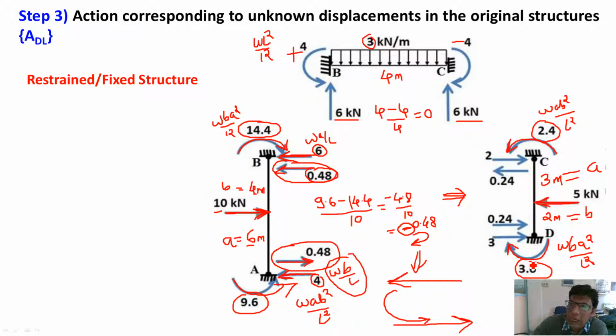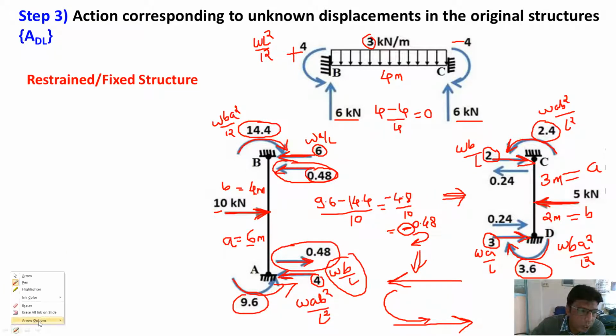Now we have to find the reactions. Since the 5 kilonewton is towards left, the reaction due to external load will be towards right. These are the reactions due to external load. Left joint reaction will be W B by L and right end reaction will be W A by L. Substituting, 5 into 2 divided by 5 is 2, and the reaction W A by L is 3.